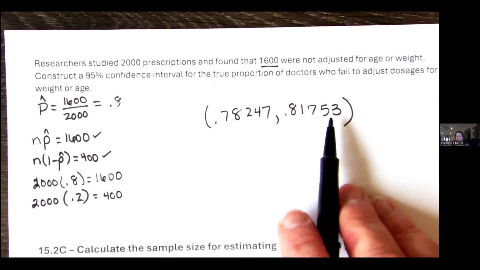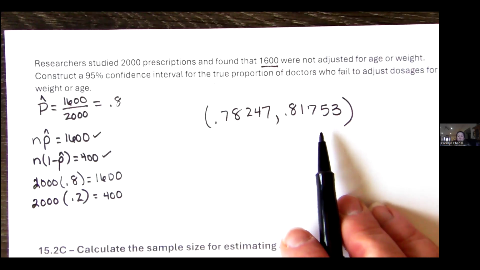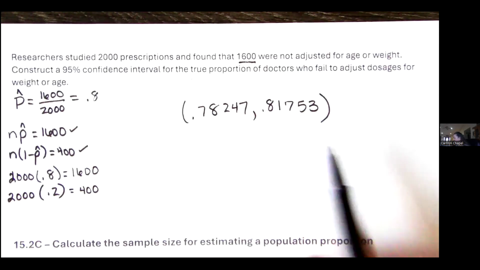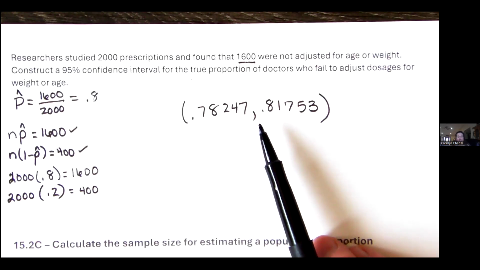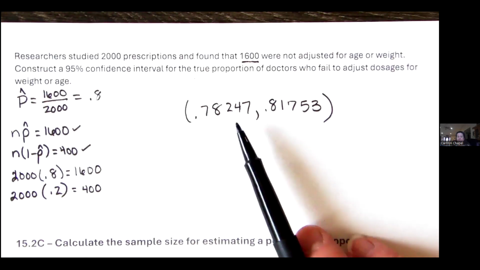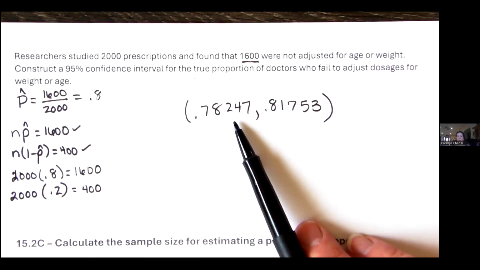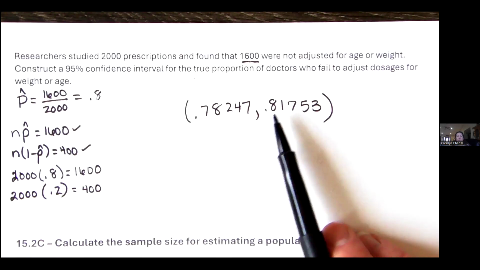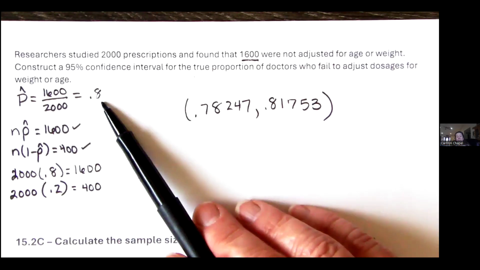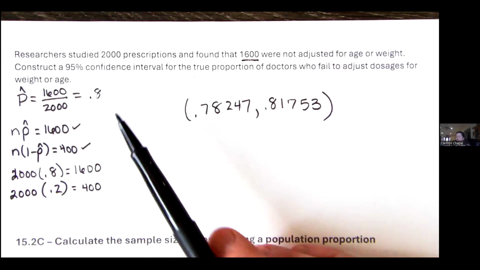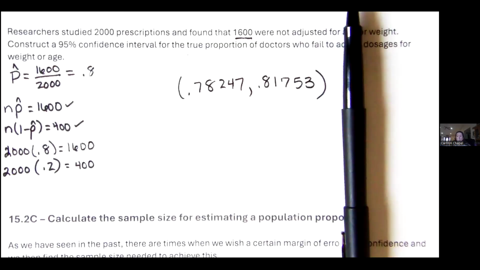So here was our confidence interval. What this again tells me, if you were to interpret this confidence interval, is that you are 95% confident that the true proportion of doctors who do not adjust for weight is somewhere between, I'm just going to round it to the nearest whole, 78% and 82%. You'll notice that our proportion, that p hat, is smack dab in the middle, which it should be, because remember we took our estimate and then we went down a little bit and up a little bit. So we start in the middle and then go down our margin of error in both directions.